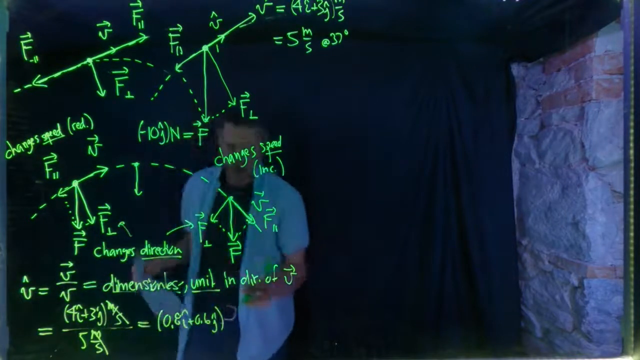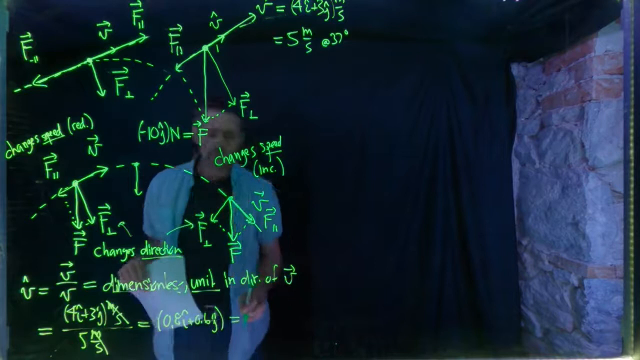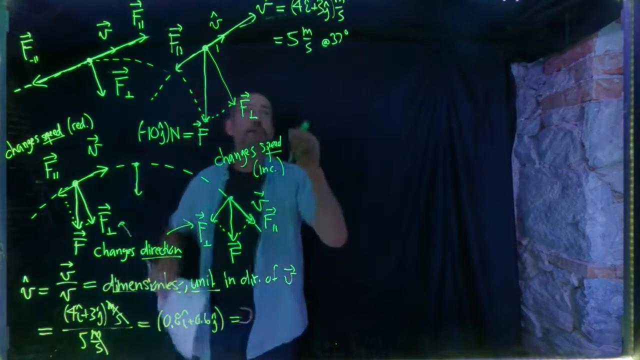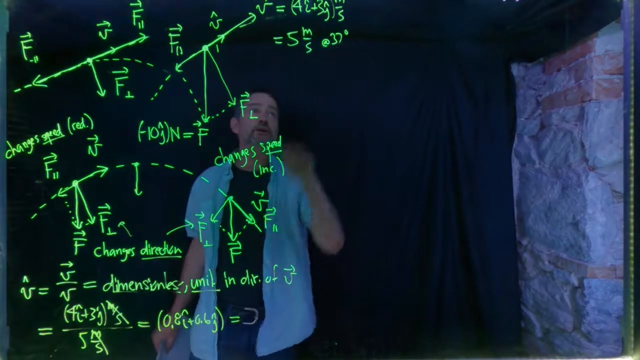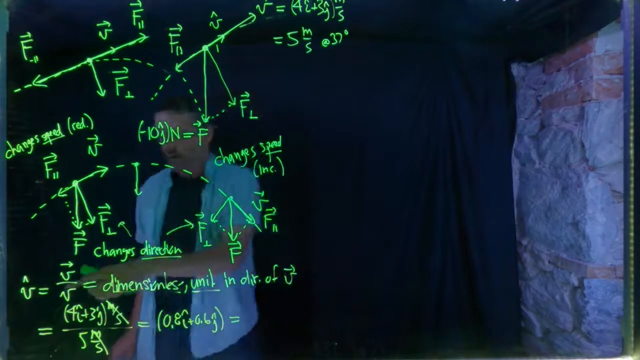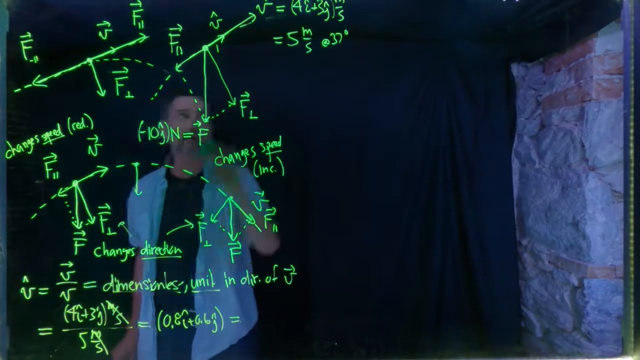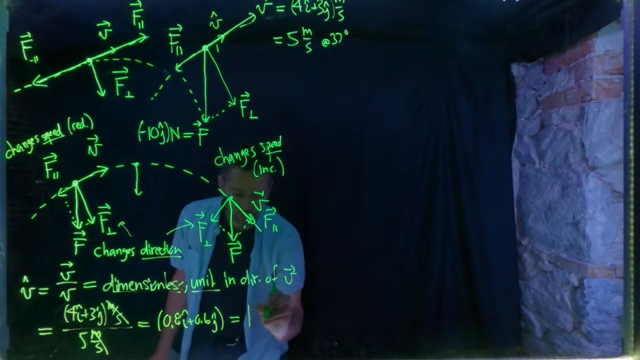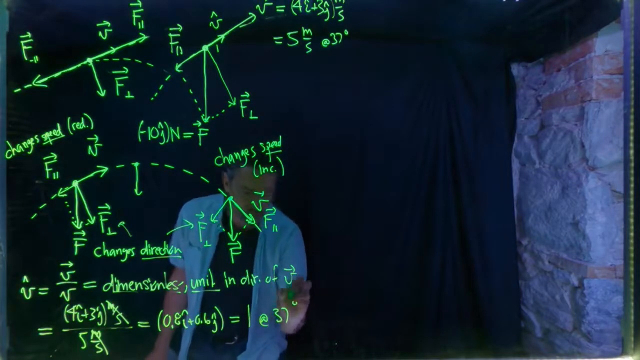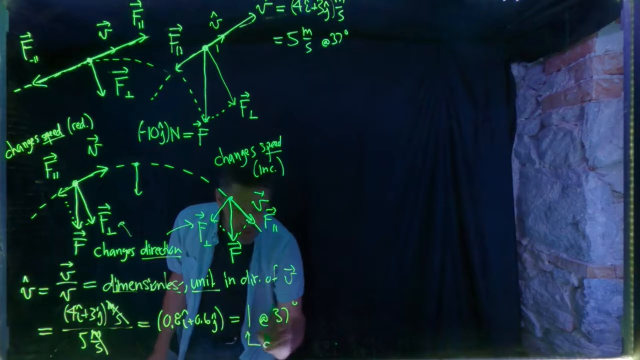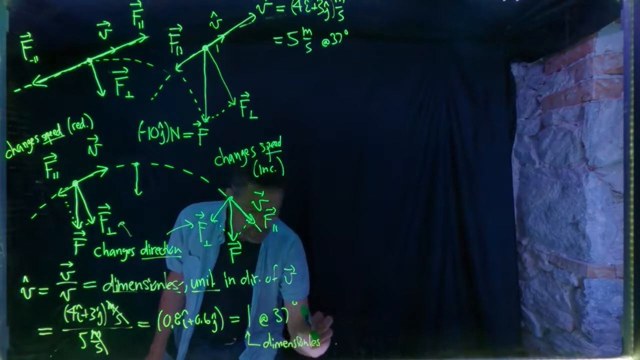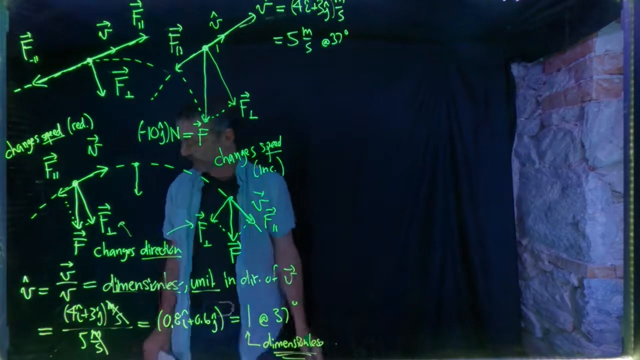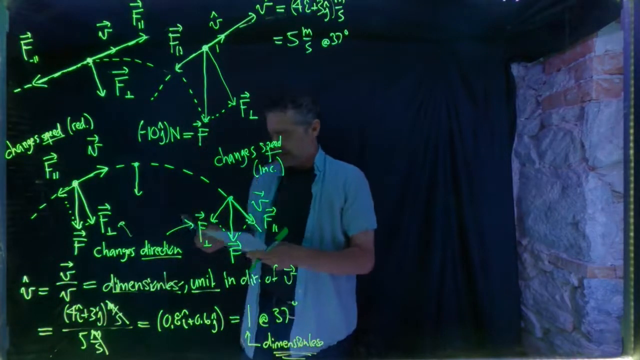Okay, you can also write this as the vector itself is 5 meters per second at 37 degrees. If you divide by 5 meters per second, you just get 1 at 37 degrees. This is 1 at 37 degrees. So this is dimensionless. Okay, very good. So that's that.